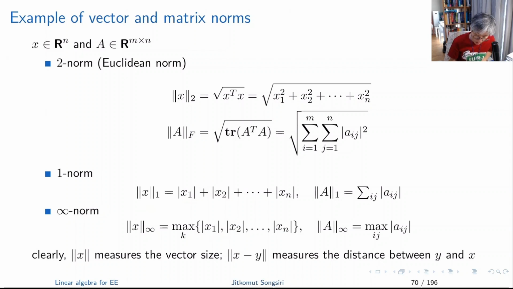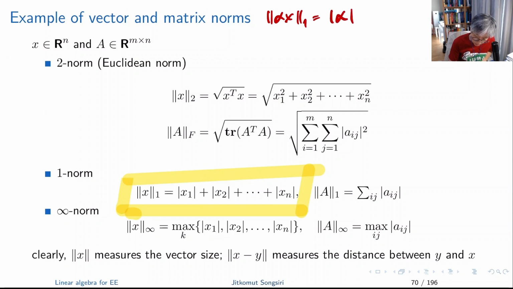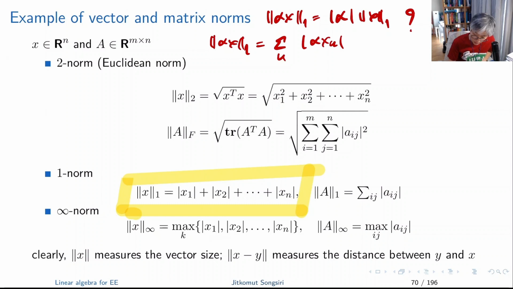Let me put an easy example. What about the L1 norm? Why is it a norm? First of all, is it true that the norm 1 of alpha x is equal to the magnitude of alpha times the norm 1 of x? You can see that it's obvious, because this is going to be the sum of absolute xk, and you can simply take out the magnitude of alpha.